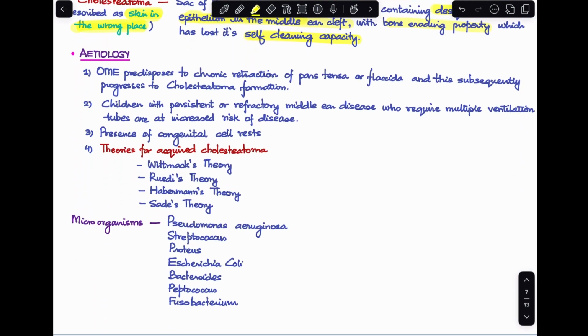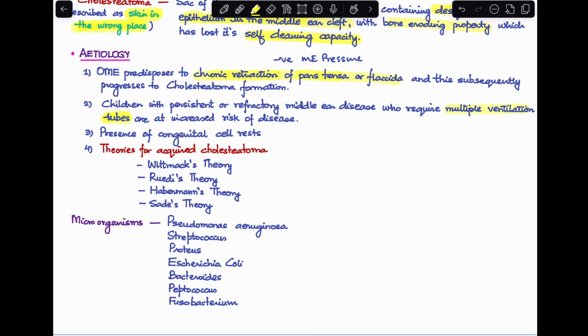Now, here most commonly what happens is otitis media with effusion predisposes to chronic retraction of the pars tensa or flaccida, and this happens because of the formation of a negative middle ear pressure. As a result of this, the pars tensa or the pars flaccida gets retracted chronically, and this subsequently progresses to formation of cholesteatoma. Second, children who have persistent or refractory middle ear disease and who require multiple ventilation tubes are also seen to be at increased risk of disease.